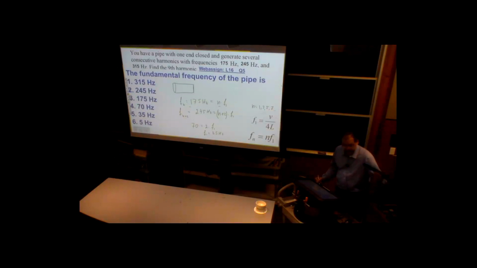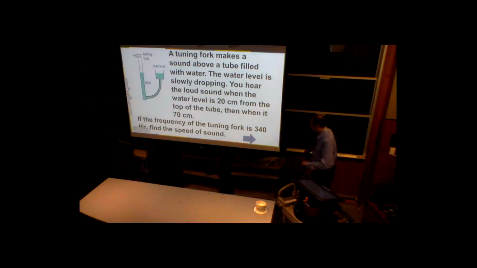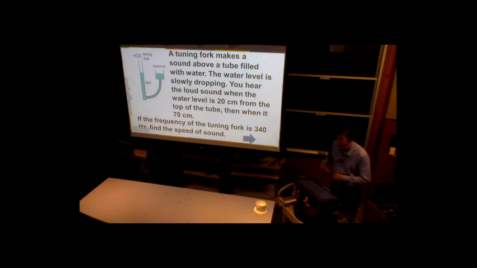Which is consistent with our experiment. Any questions? We just need to remember how we count modes in different types of situations. Now, a standard problem, actually a standard demonstration, but it takes time. So what is happening here?